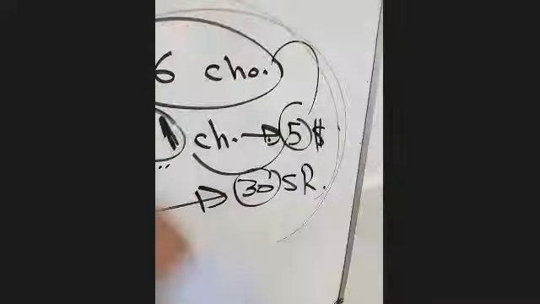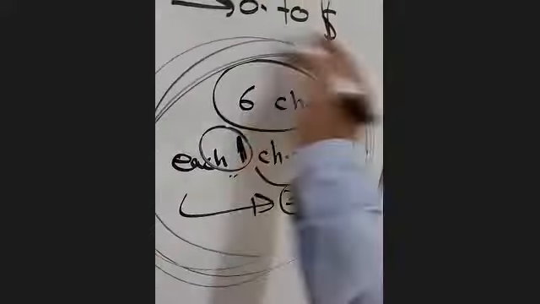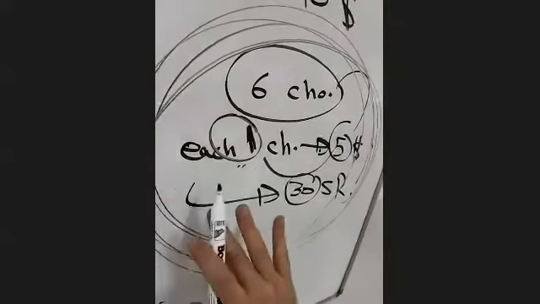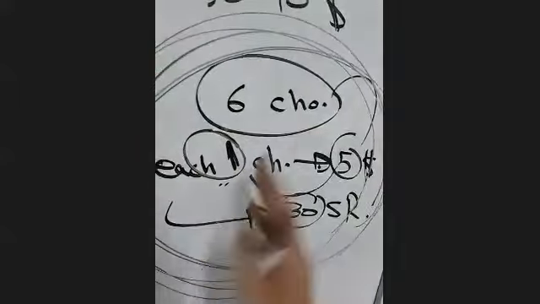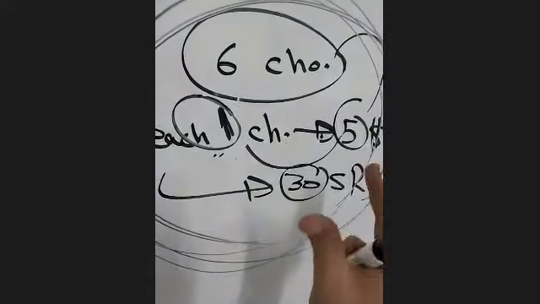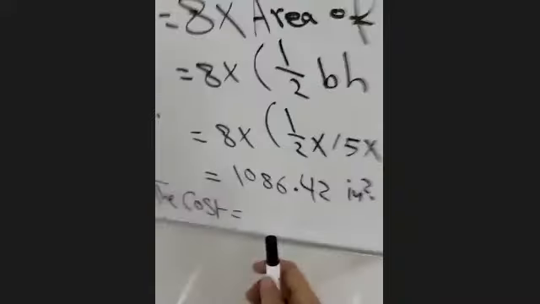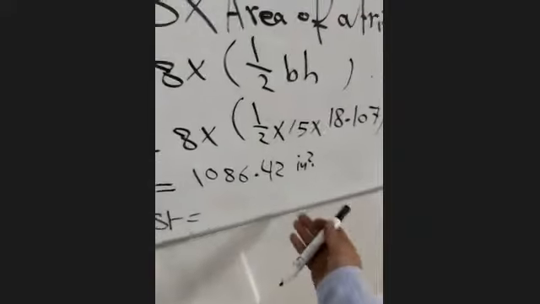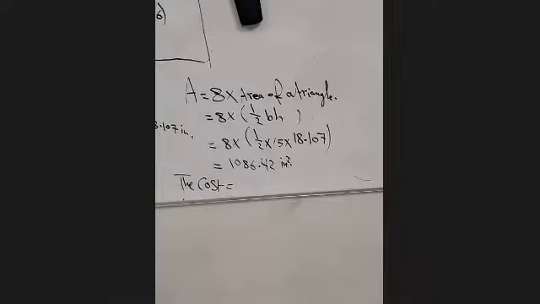See, guys, we do this always in our day. We go to the supermarket, we want to buy a lot of things, 6 chocolates, each one is 5, multiply by 5. This is normal life, okay? And when it comes to math, it becomes difficult. I don't know why. Now focus. Each 1 square inch costs $0.70. How much is the cost of 1,086.42 square inches? What will I do? Multiply what with what?